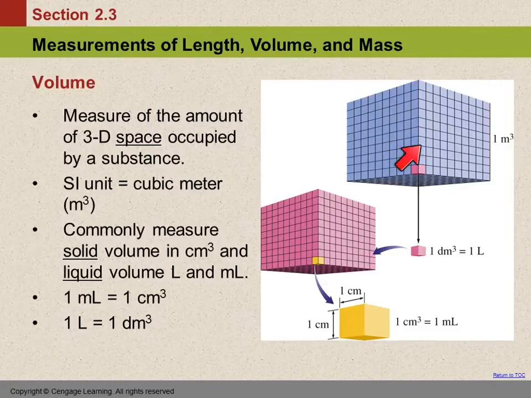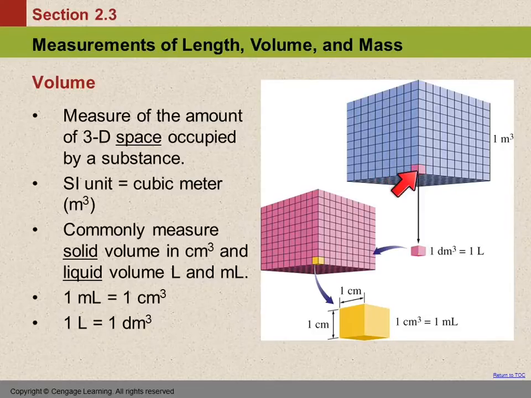And here's an illustration of a cube that is 1 meter on a side. So each of these blue boxes represents a meter, and the volume of a cube is the same as the volume of a rectangular solid, length times width times height. So if the height is 1 meter, and the length is 1 meter, and the width is 1 meter, then the volume is 1 meter cubed.